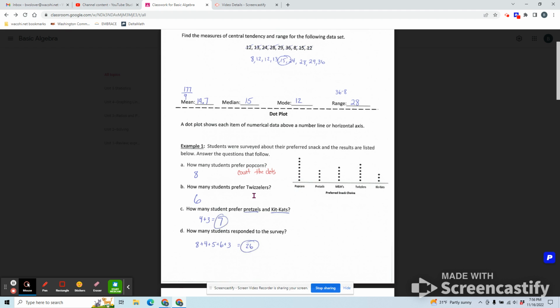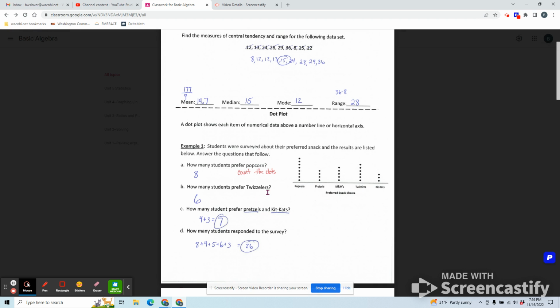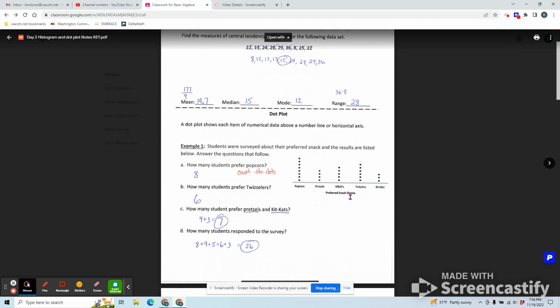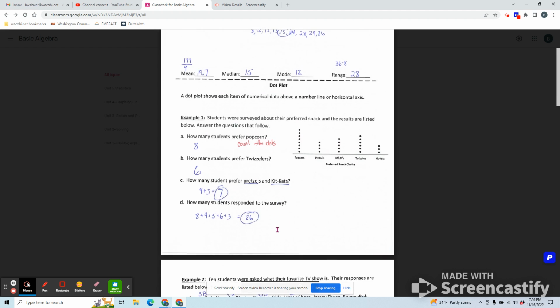How many students prefer Twizzlers? 6. All I did was count the dots. How many students prefer pretzels and Kit Kats? So we just add them up. 4 and 3. So 4 plus 3 is going to give us 7. And how many students responded to the survey? We just count how many dots there were. In this case, there were 26.